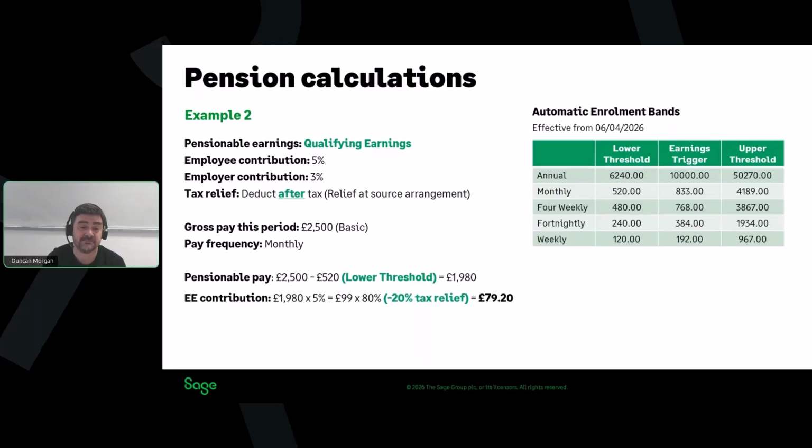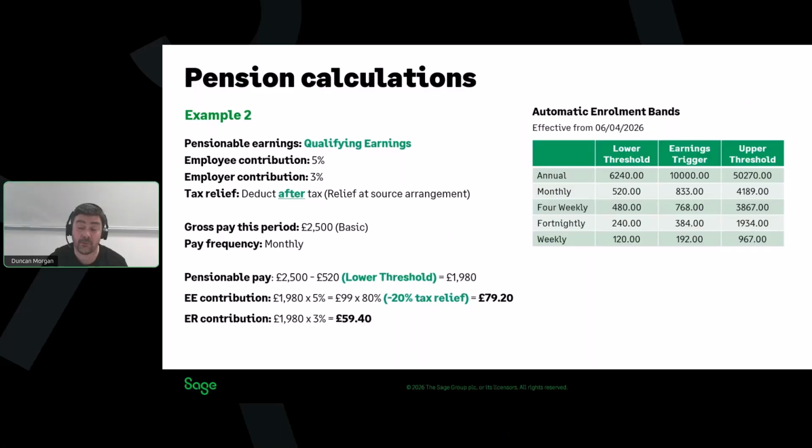Now, the employee contribution is 5% of the pensionable pay, and 5% of 1,980 is £99. But because it's deducted after tax, we need to further reduce that by 20% or multiply by 80%. And that gives us an employee contribution of £79.20. The employer contribution is the pensionable pay, 1,980, times 3%, no tax relief for the employer, so it's £59.40. So that's how the calculation is done.